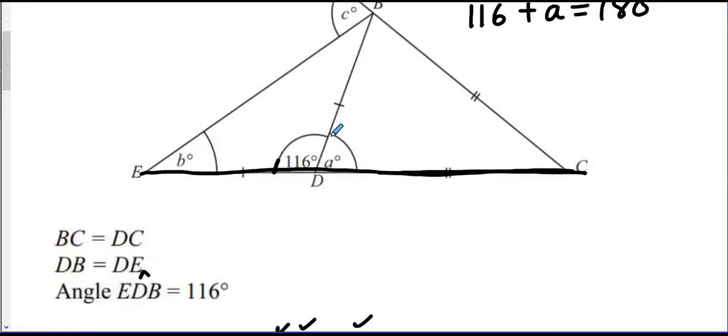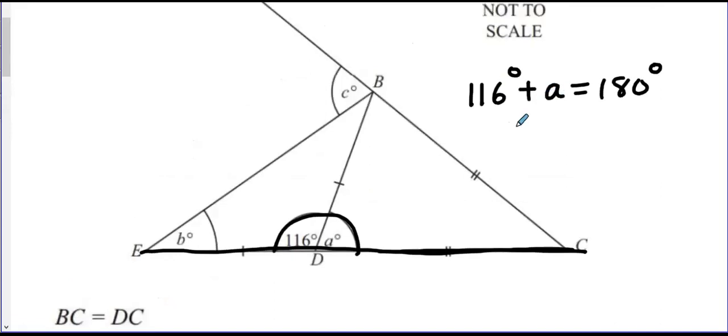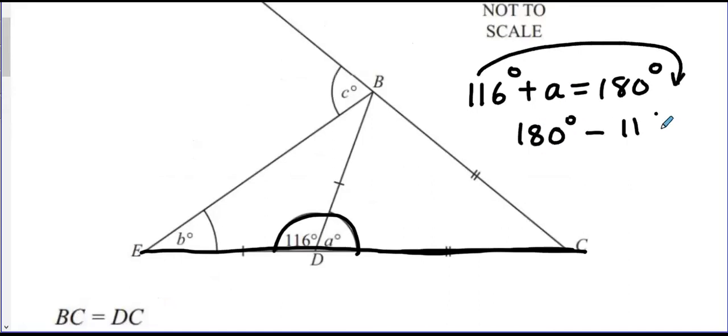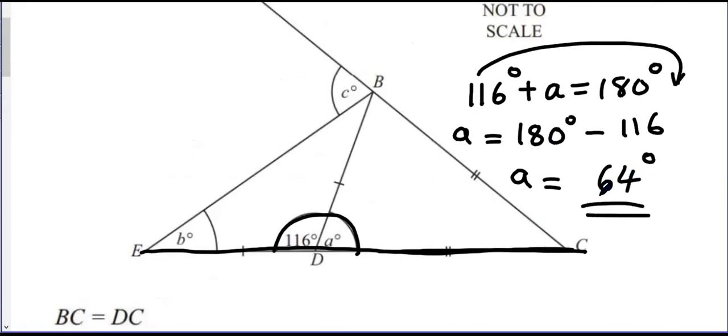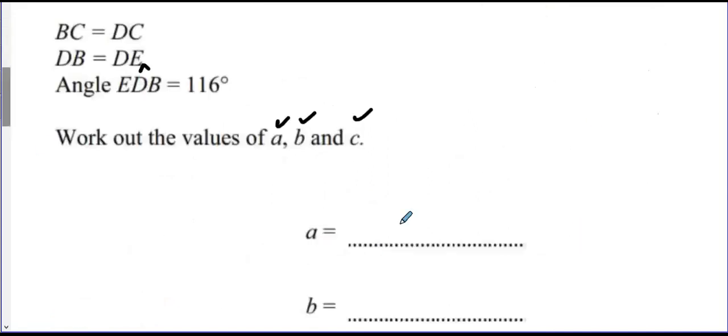That 116 plus A is 180. So to find the value of A, this should be shifted to this side. So this will be 180 minus 116. That will give you the value of A. When you subtract, the answer is 64. So the answer for A: A will be 64 degrees.